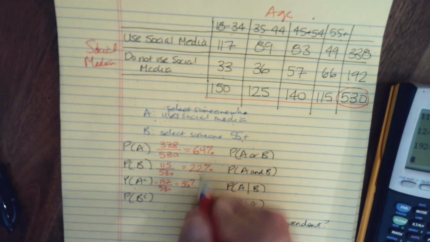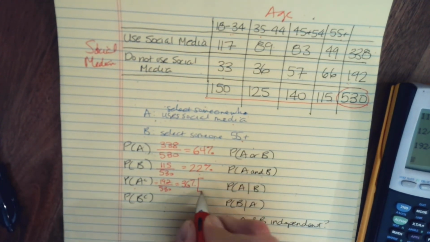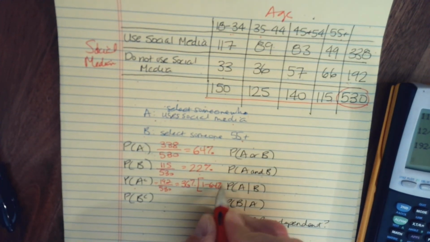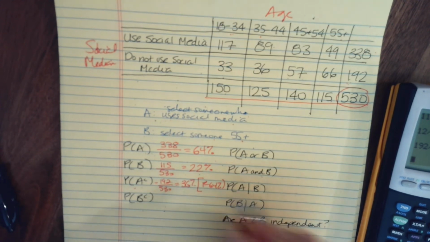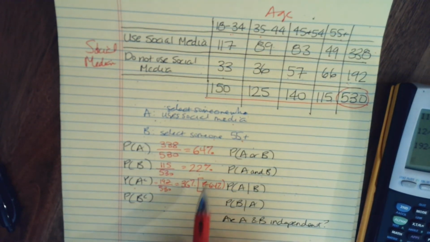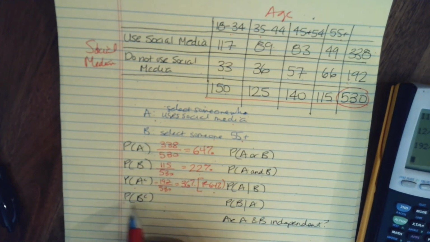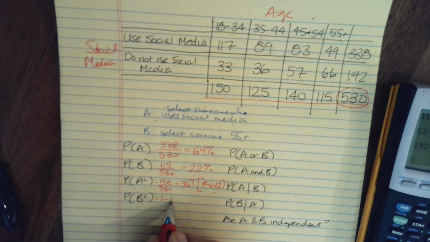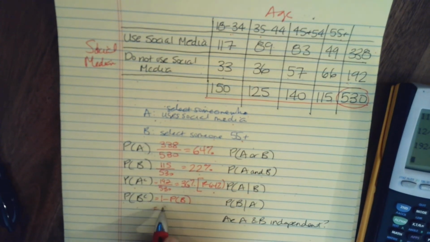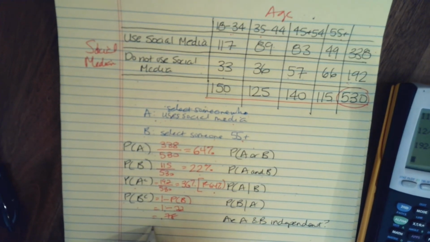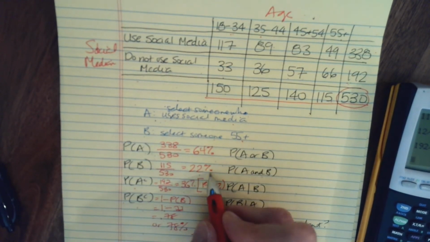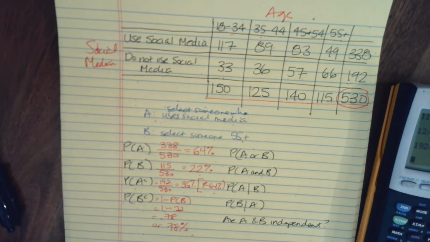And notice that that's also 100% minus 64%, or 1 minus 64%. So I could have used the complement rule here. And in fact, that's what I want to do to find the probability of B's complement. That's 1 minus the probability of B. And so that's 1 minus 0.22, that's 0.78, or 78%. 78% and 22% add up to 100%.